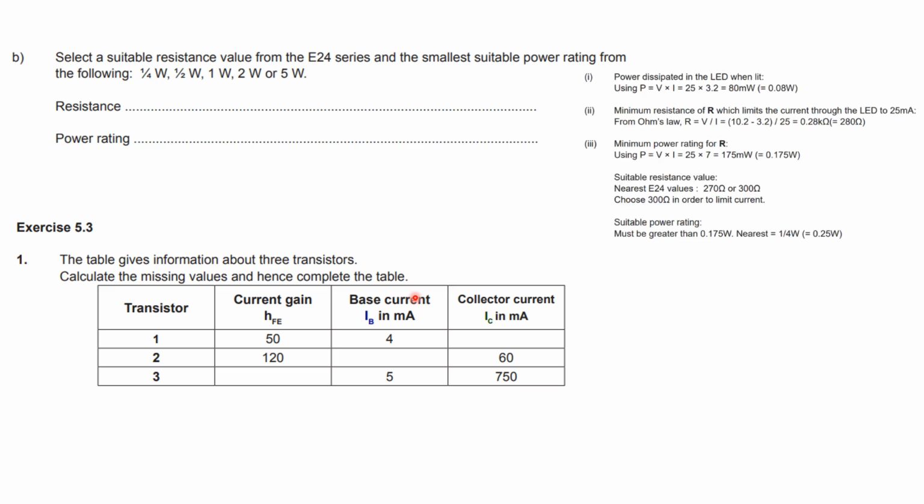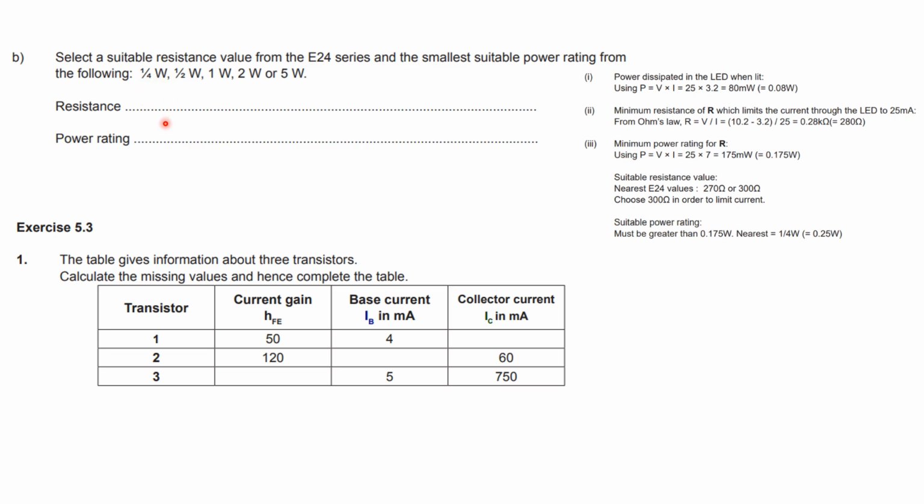Okay, so for this one, part of the same question, E24 series, we need to find the resistance value. So this is from the previous page, but the resistance value, the nearest one, you've got the option of 270 or 300. Now you want to limit the current to 25 milliamps, so obviously the higher value you would choose, that's going to be 300 ohms. And then the suitable power rating, you need one greater than 0.175 watts. So obviously the next nearest one will be quarter watt, 0.25 watts.